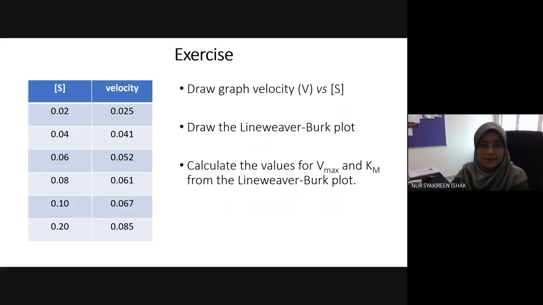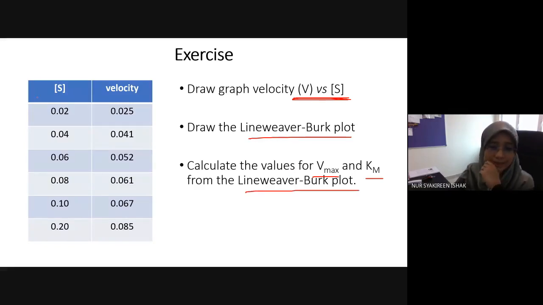Okay, so here is a table, okay, for you to do an exercise. You have to draw a graph to plot velocity versus substrate concentration to get the Michaelis-Menten kinetics graph, the hyperbolic graph, and then from this value you have to do a double reciprocal plot, which is the Lineweaver-Burk plot, and then from that you have to calculate the Vmax and the Km value that you get from the Lineweaver-Burk plot.